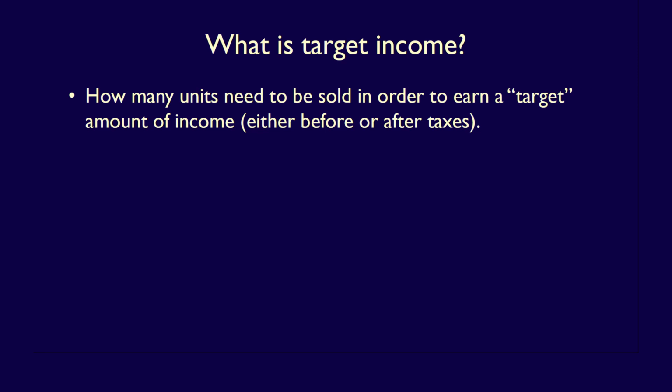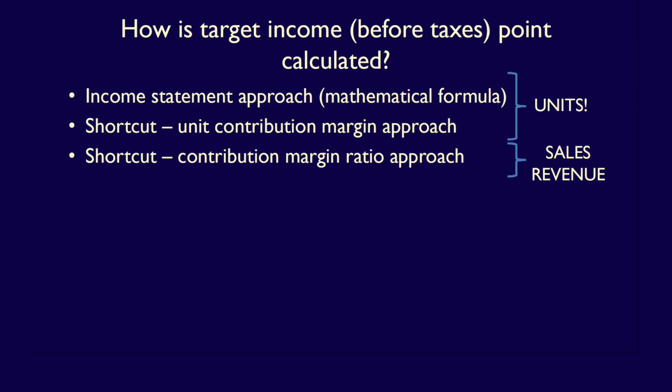Let's start by analyzing how to calculate the sales volume necessary to earn a before-tax target income, also known as income before income taxes or operating income. Actually, we can use the exact same formulas that we use to calculate the break-even point in both units and sales revenue. The only difference is that we will now determine either the number of units or the sales revenue necessary to earn a specific amount of income before income taxes. We'll start with the income statement approach.